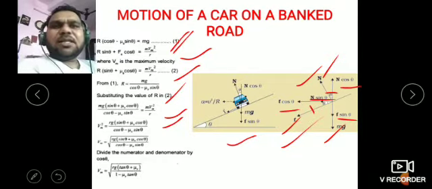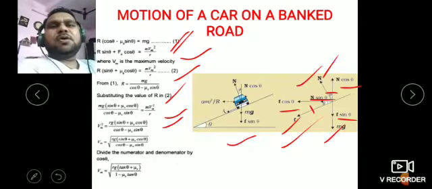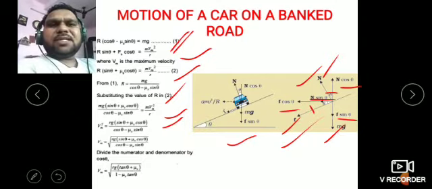What is r? r is the radius of the circular path, mu_s is the coefficient of static friction, theta is the angle of banking, and g is the acceleration due to gravity. So you will get v_m = under root r g (sin theta + mu_s cos theta) / (cos theta - mu_s sin theta).